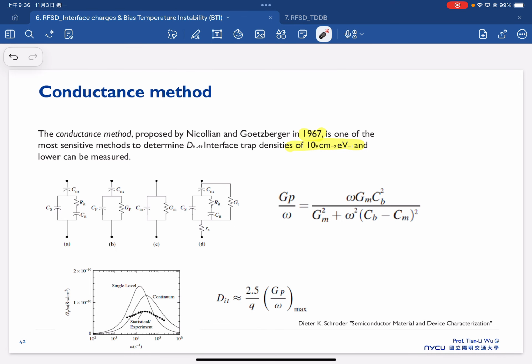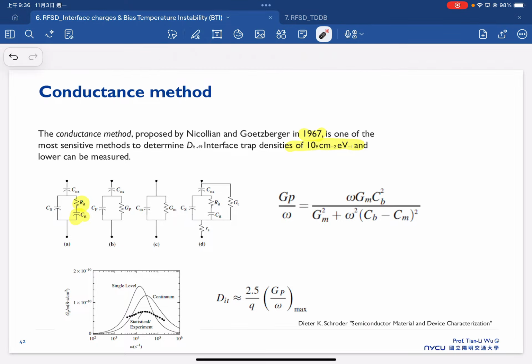So if we consider a MOS capacitance with this equilibrium RC network, this is the contribution coming from the oxide capacitance, and this is the contribution coming from the substrate capacitance. But now we also have to take into account the contribution coming from the interface state density, which first of all we can consider as a resistance coming from the interface state density, and also a capacitance coming from the interface state density.